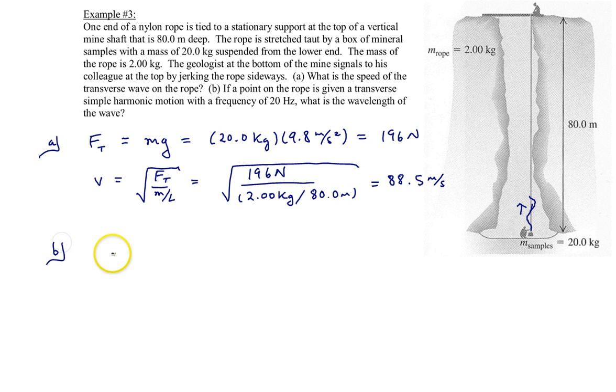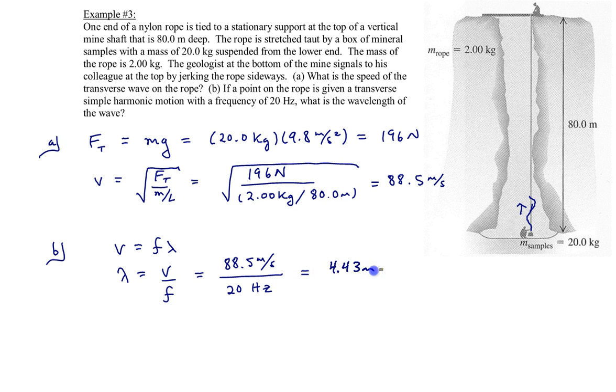Okay, and that goes back to our wave equation. V equals f times lambda, and we're looking for the wavelength, so that would be the speed divided by the frequency. The speed of that wave is 88.5 meters per second, and the frequency would be 20 hertz, and this will give us a wavelength of 4.43 meters. And that's it for example number 3.